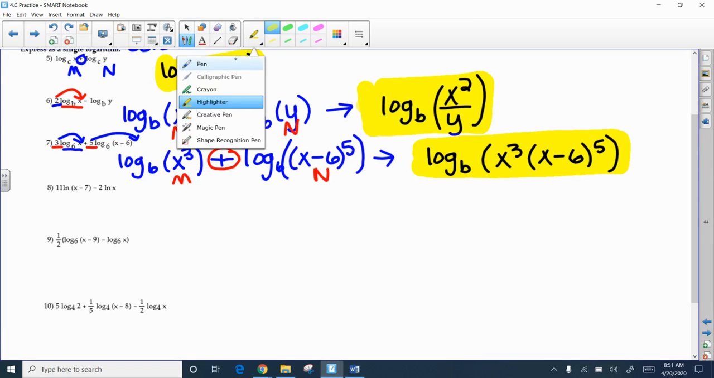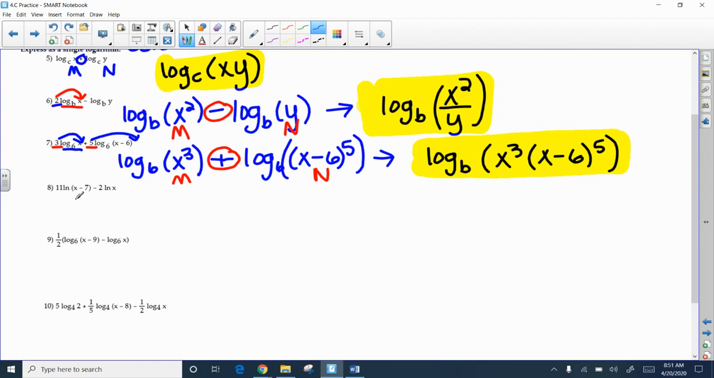All right, let's look at number 8. This one has a minus sign in between. Before I can combine those into one logarithm, I have to deal with the constant that's multiplied in front of each one of these. This expression, natural log of x minus 7, has an 11 in front of it, so I'm going to move that to the exponent. And this one, natural log of x, has a 2 in front of it, so I'm going to move that to the exponent.